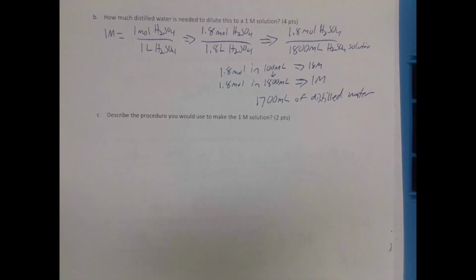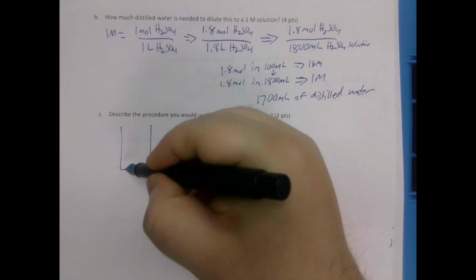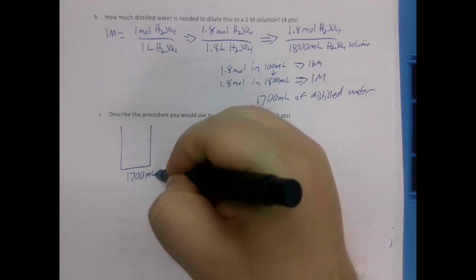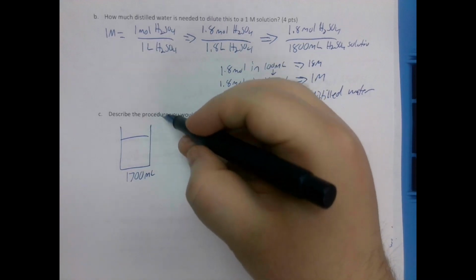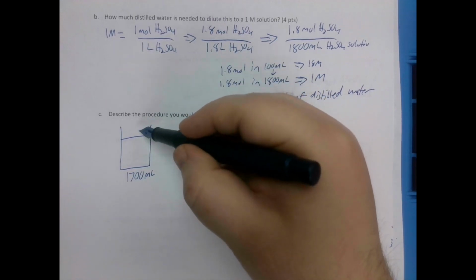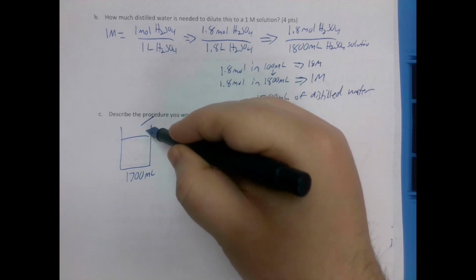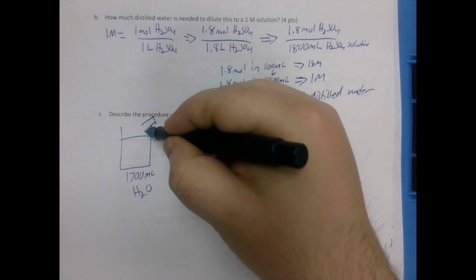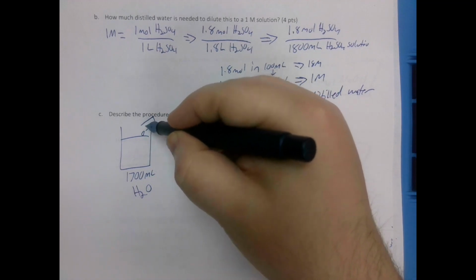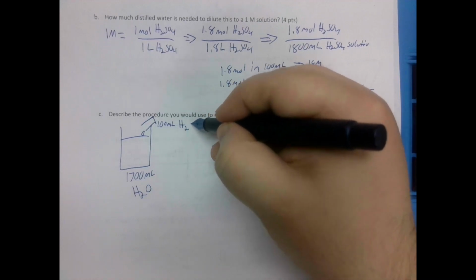And lastly, describe the procedure. You can do 2 things. The simplest thing is to measure out 1,700 milliliters of distilled water and very, very slowly, and the key word is slowly, pour in pure H2O, pour in very slowly your 100 milliliters of sulfuric acid.